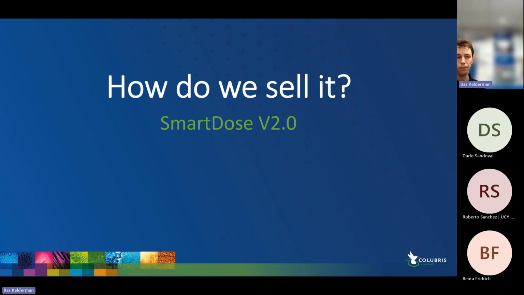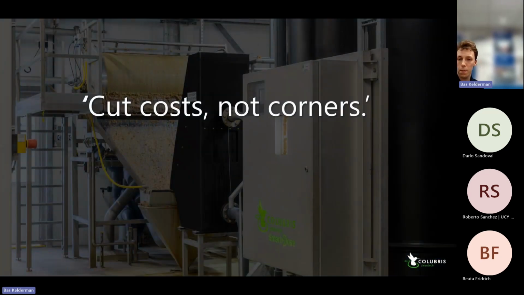Right, with that out of the way, I think the most important thing for our sales department and, I suppose, our clients as well is: what do you need to know if you want to sell a SmartDose? And whether that's the new version or the old version, I think the basic premise is more or less the same. You sell it for coagulant savings and such. But a couple of key differences are quite important to know.